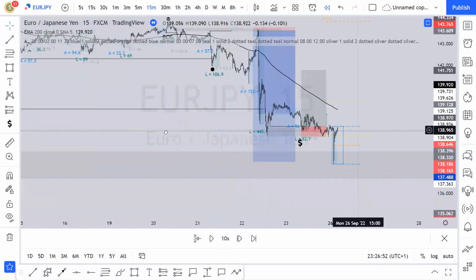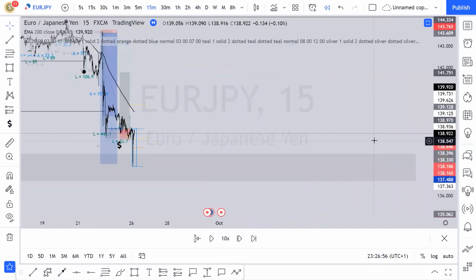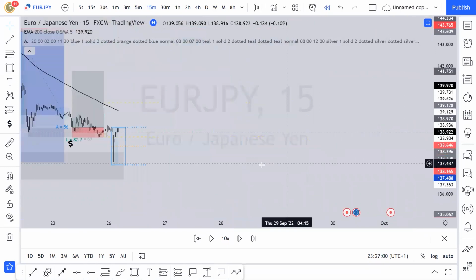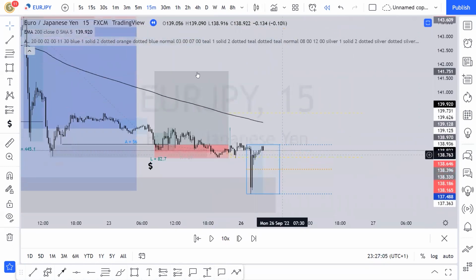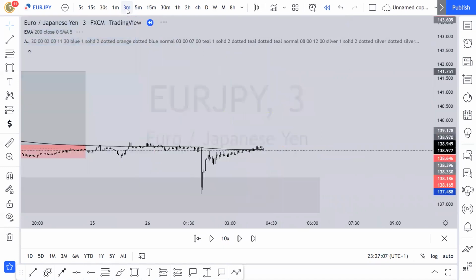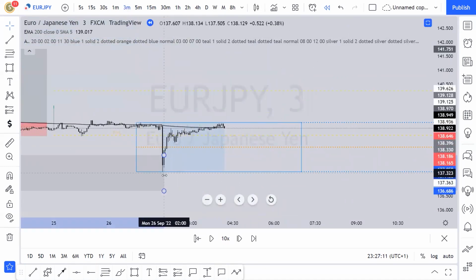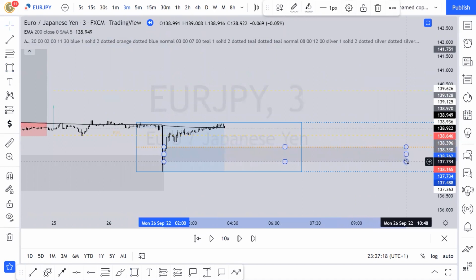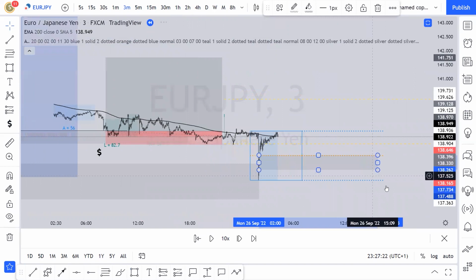All right, let me reduce this so that I can see all what I'm doing properly. Looking at this move that went to take out liquidity, I needed to spot out a zone. So I needed to go to a lower time frame, and I saw something very meaningful here. This 3 minutes demand, right here, this rally base rally. I was hoping for price to probably mitigate there.